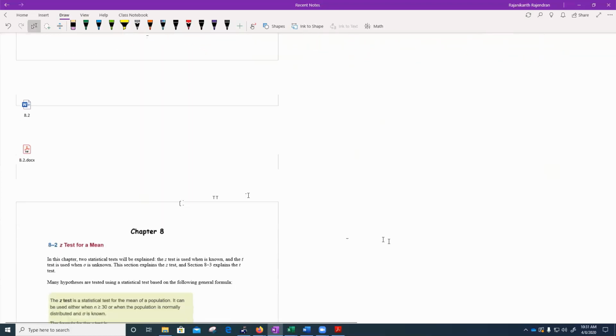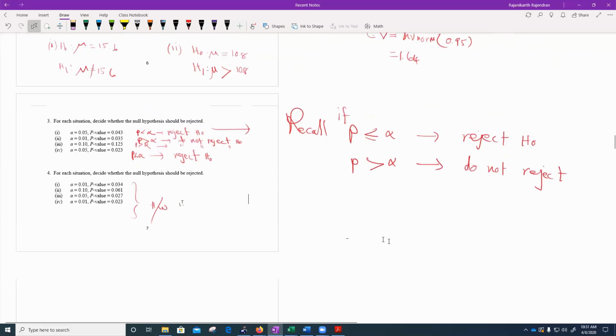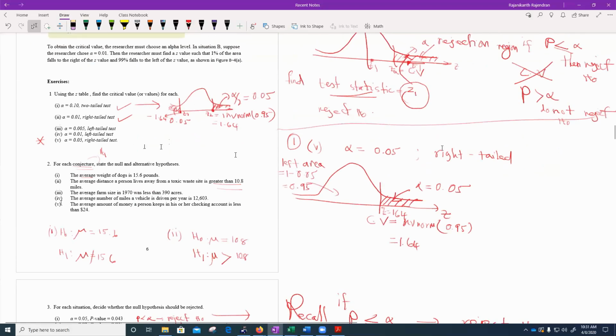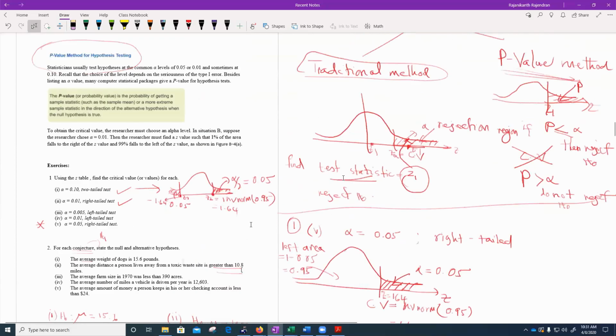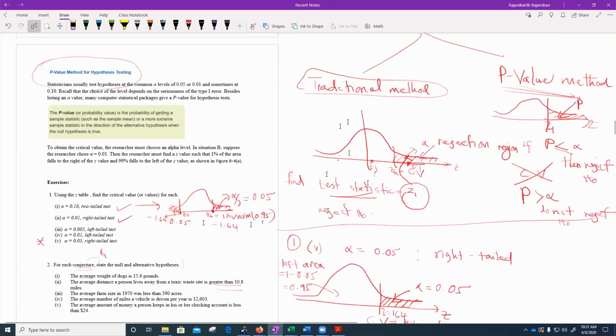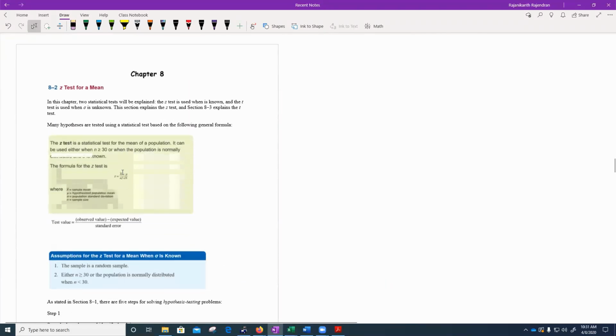Okay, so this is all about section 8.1. So we have kind of introductory things, right? Now we know how to find the critical value, we know how to find the critical region, then you know the procedure about how to reject your null hypothesis based on the traditional method or maybe the p-value. So now we are going to apply these techniques to specific problems. Okay, so now let us move on to 8.2.